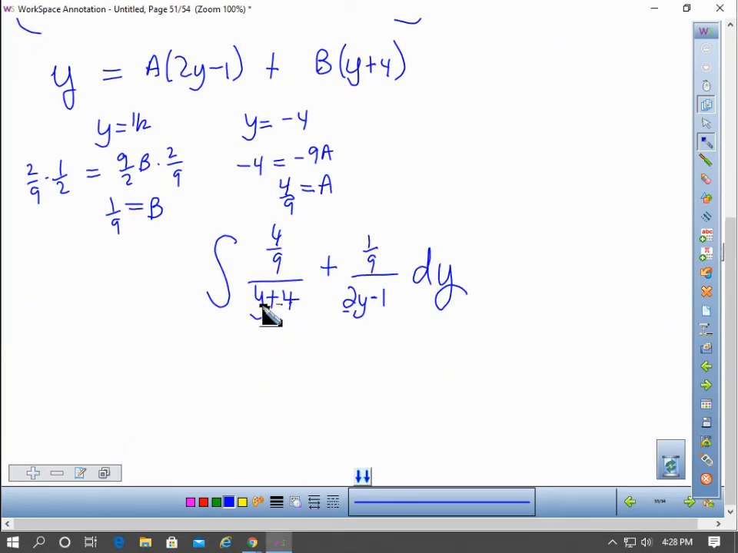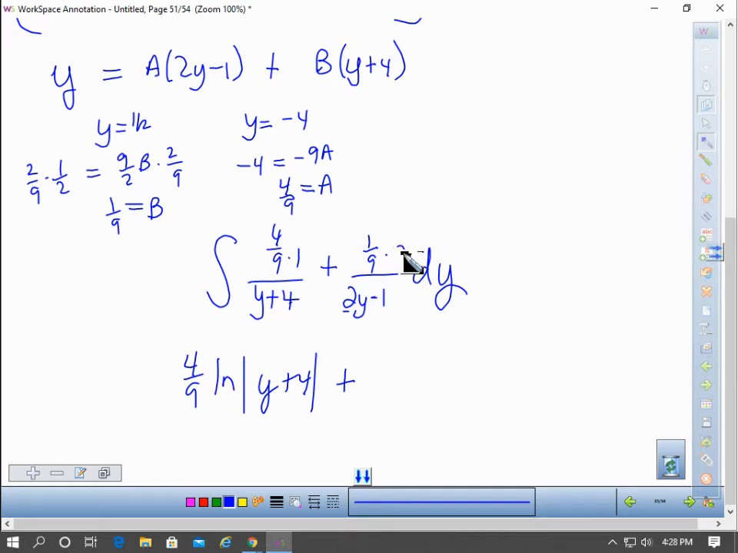All right, so now we're integrating this. The first one is easy to integrate because the derivative of y plus 4 is just 1. So that's going to be 4/9 times the ln of y plus 4. On this one, the derivative of 2y minus 1 is 2. So we would need to have a 2 up here, which means there needs to be a 1/2. So my coefficient is going to be 1/18, and then I would have the ln of 2y minus 1. And then that'd be plus c. And I believe we're good there. That is our final answer.